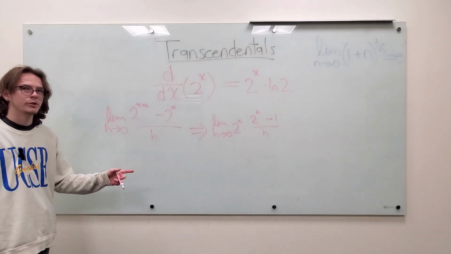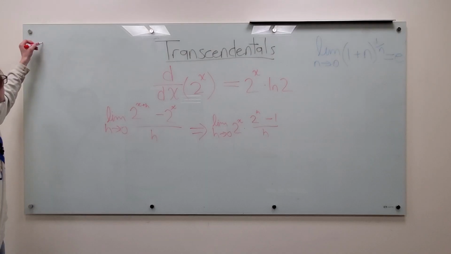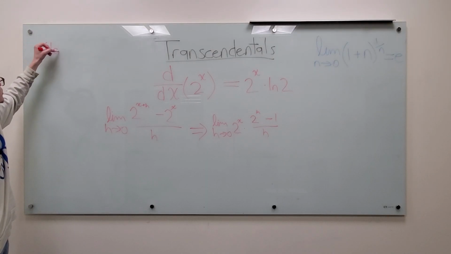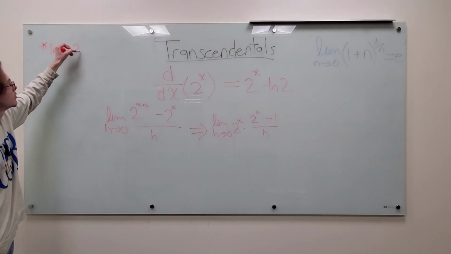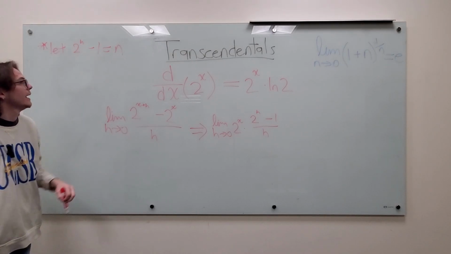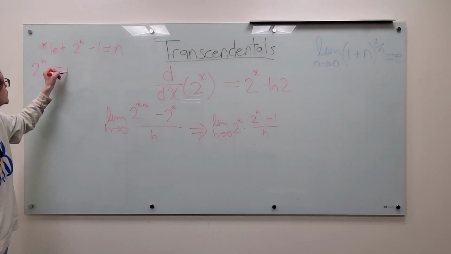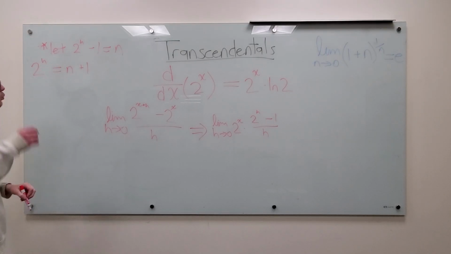All right, so from here we're going to do something very similar where, we'll write it over here, we are going to let 2 to the h minus 1 be equal to n, our handy little variable n, which means 2 to the h equals n plus 1.